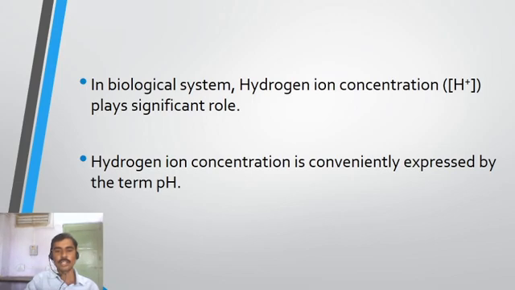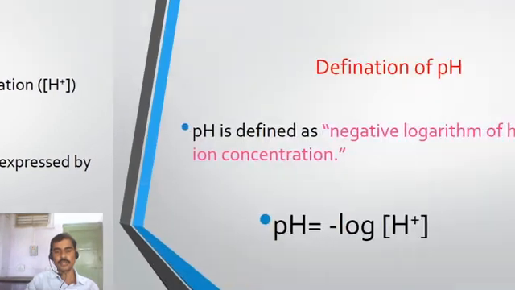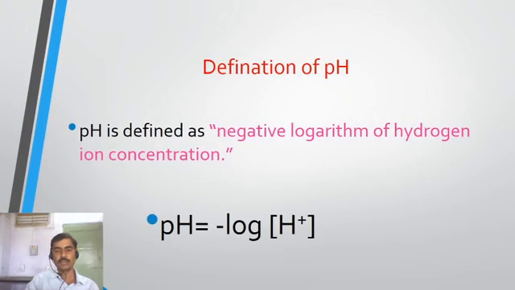Hydrogen ion concentration is conveniently expressed by the term pH. If we see the definition of pH, there are two definitions of the pH. The most common definition is that pH is defined as the negative logarithm of hydrogen ion concentration.